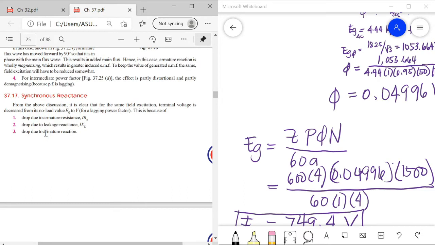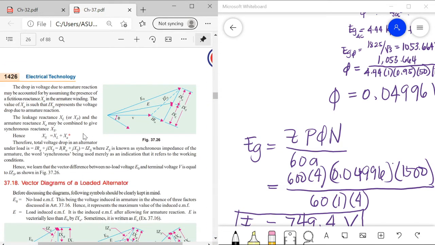Next topic, synchronous reactance. From the above discussion, it is clear that for the same field excitation, the terminal voltage is decreased from its no load value, which we denote as E0 to V for a lagging power factor. This is because of the drop due to armature resistance, the drop due to leakage reactance, and the drop due to armature reaction.